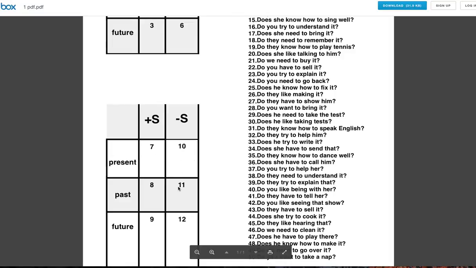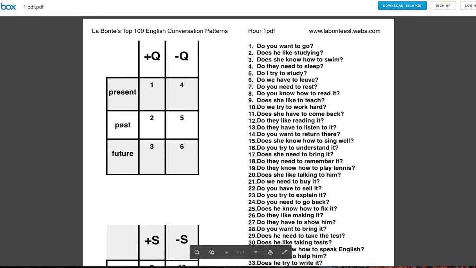You don't want to go. You didn't want to go. You won't want to go. These are patterns learned, and these are simple ways that they can practice their patterns.